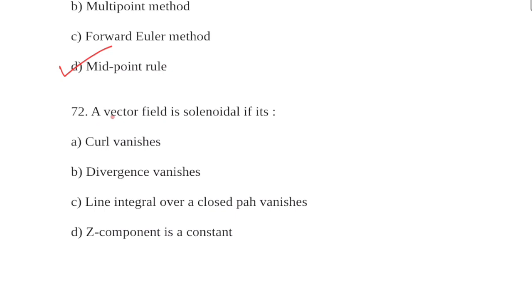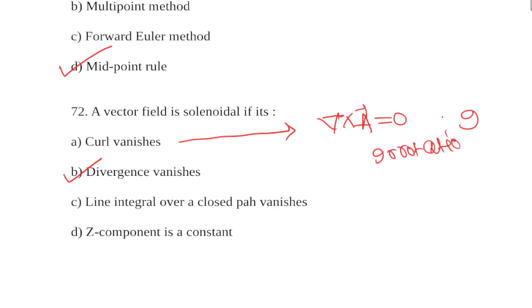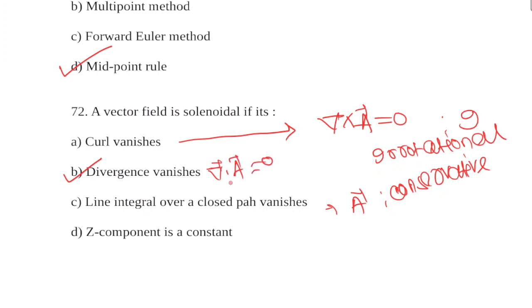Next, 72. A vector field is solenoidal if its divergence vanishes. Okay, and here remember, if the curl of a vector field vanishes, then that will be irrotational or A will be conservative. And when the divergence, that is del dot A, equals 0, in that case A will be solenoidal.